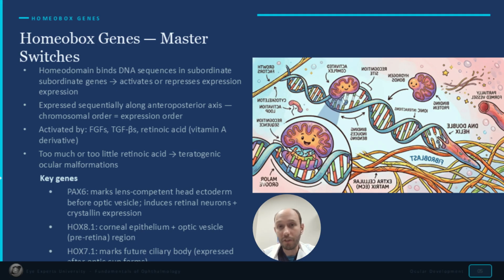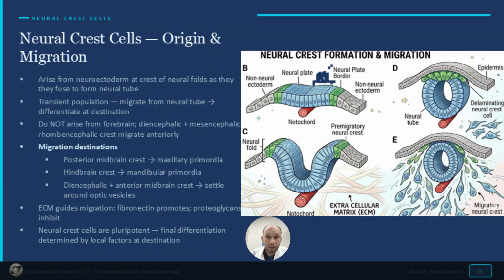The main homeobox genes for the eyes are PAX6, which affects the lens and the optic vesicle, HOX8 for the corneal epithelium, and HOX7, which is the ciliary body. The neural crest cells are these really cool stem cells that arise from the neural tube, and then they migrate and basically form the head. They will form the maxilla, the mandible, and the diencephalic structures, and the eye is part of the diencephalon.